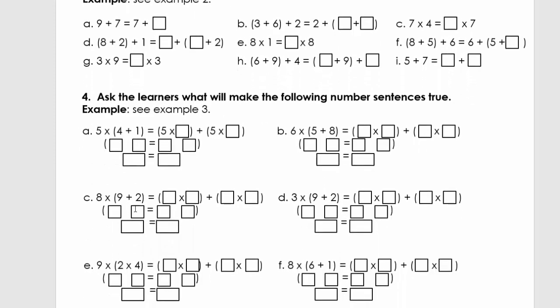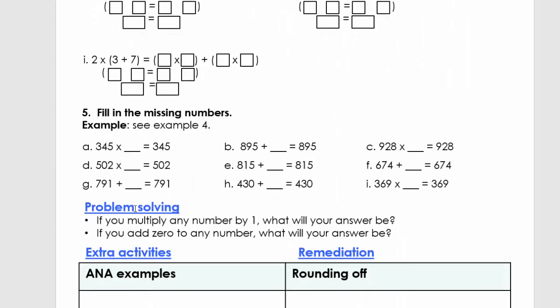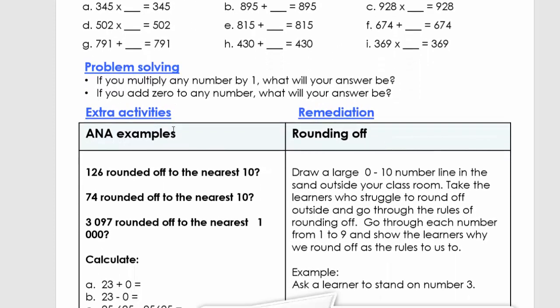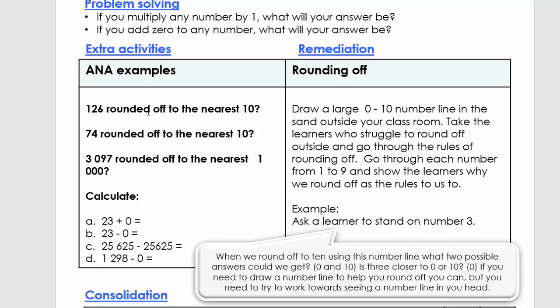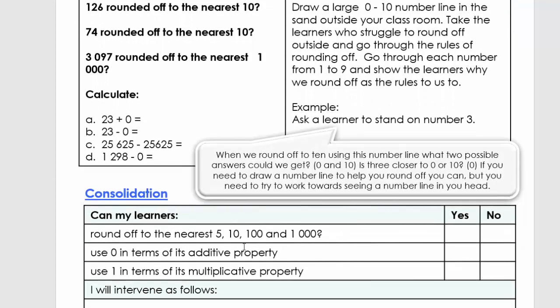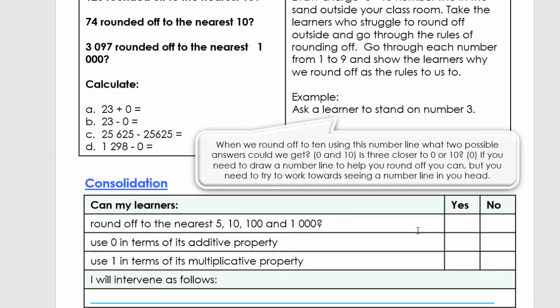Let's then just scroll down because these we're going to do in the next video. And then we come to the problem solving. The problem solving is also for the next video. And then here, the extra examples. Remember always that we have extra examples that are coming from old exam papers or test papers. And then the remediation here is a rounding off tip or example that you can do with your child if they struggled. Here we're just going to tick the first one. If it's got a yes, then we can carry on to the next part of this lesson.